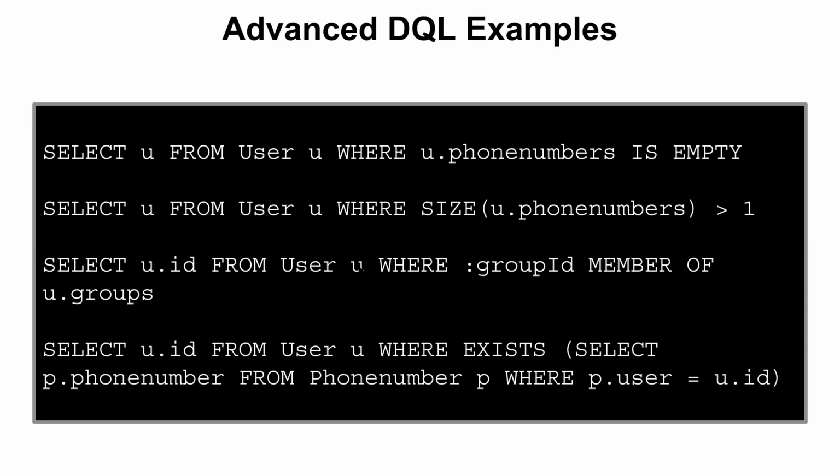This third one would allow me to say, give me all of the user IDs where the group ID that I pass into the query is one of the user's groups. And then same thing here, this is a subquery where I am selecting user IDs where the user has phone numbers. It's basically the same as one of these, but it's an explicit subquery instead of using one of these built-in features.